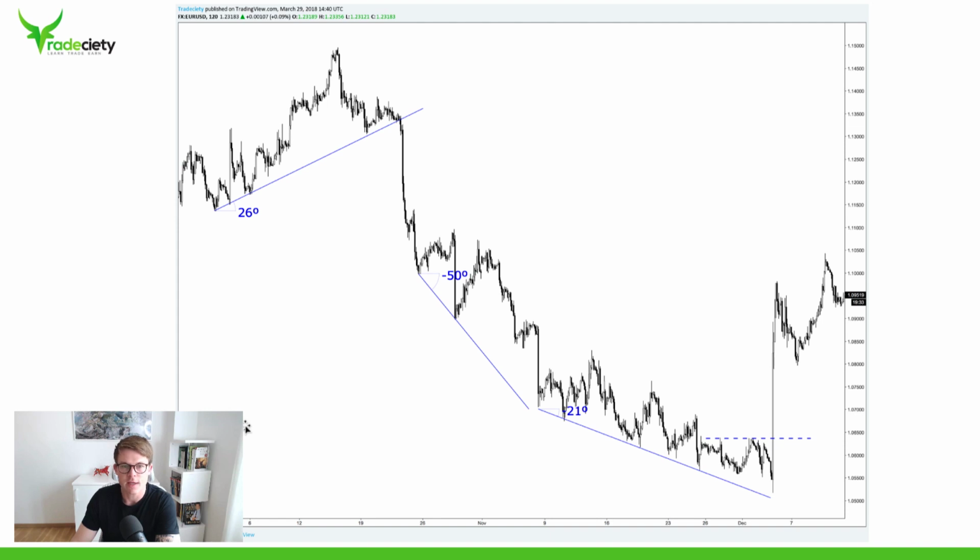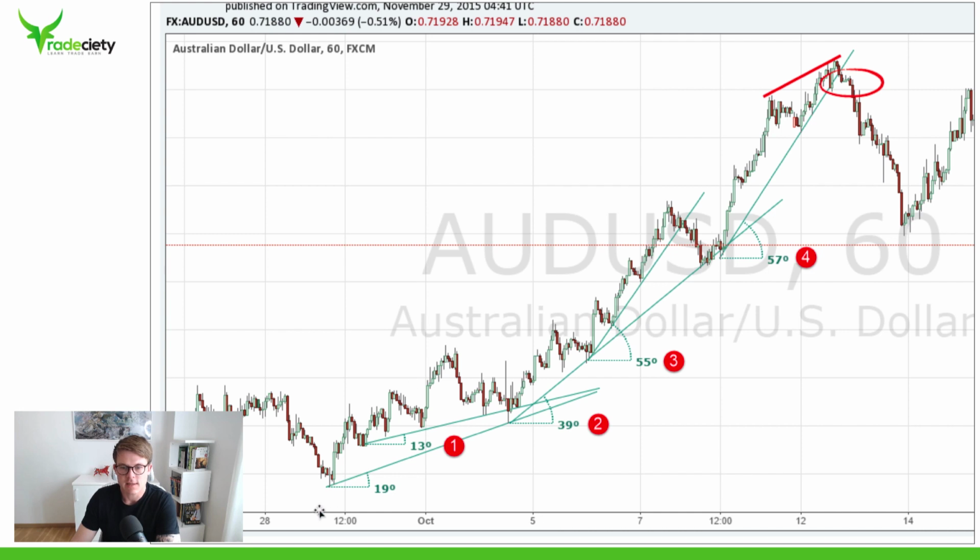I will show you at the end of the video how to draw the trend lines using TradingView, which is what I have here, and how to turn the angles on and off. Here is another example. We have a few trend lines. The market starts moderately with a 19 degree price trend strength, and you can see there is often more than one way to draw trend lines.